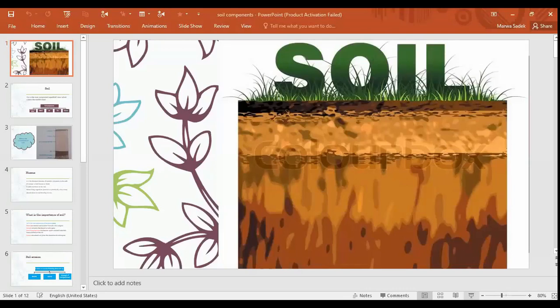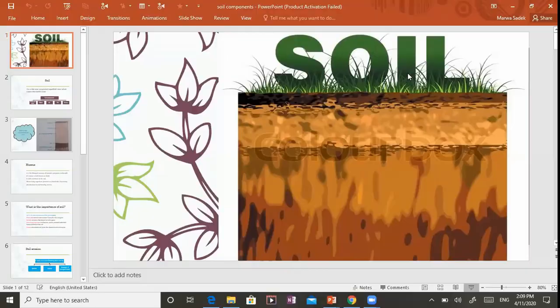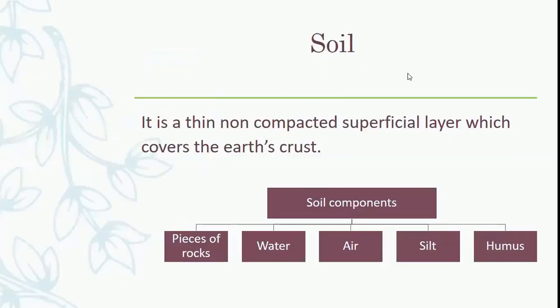Our lesson is called soil components. What is the meaning of soil? The soil is a thin, non-compacted, superficial layer which covers the Earth's crust. The layer that covers the Earth is called soil.